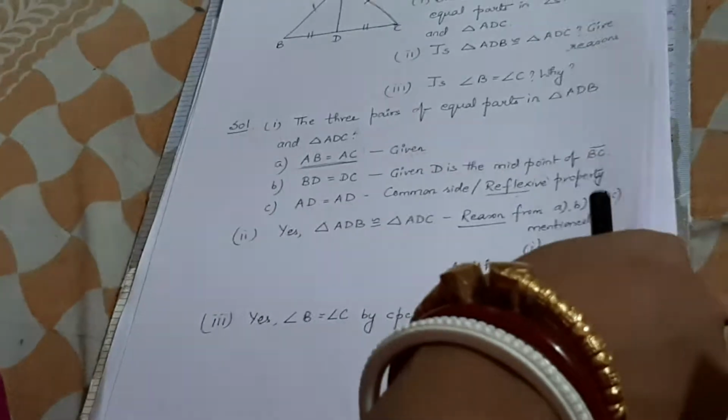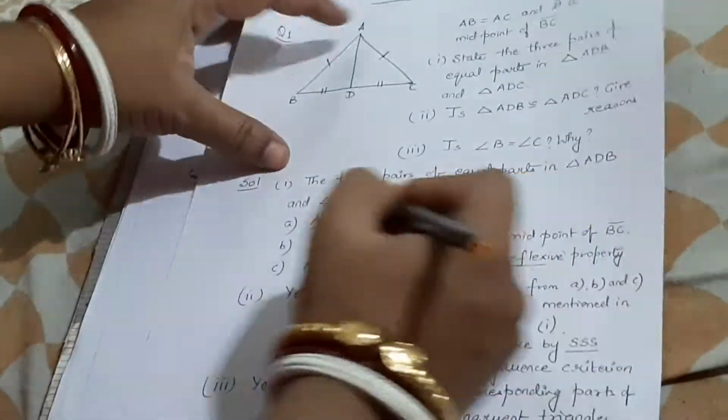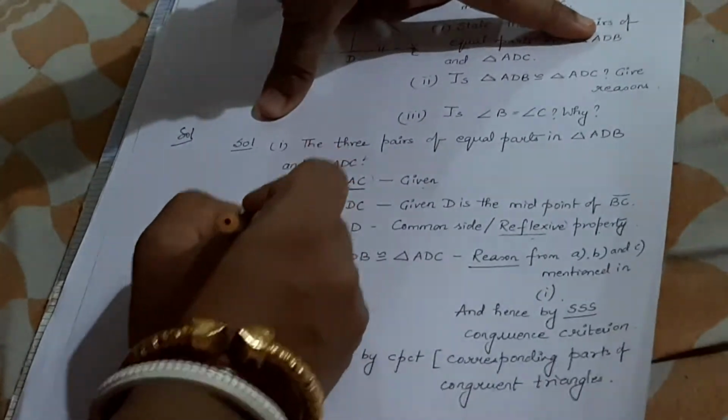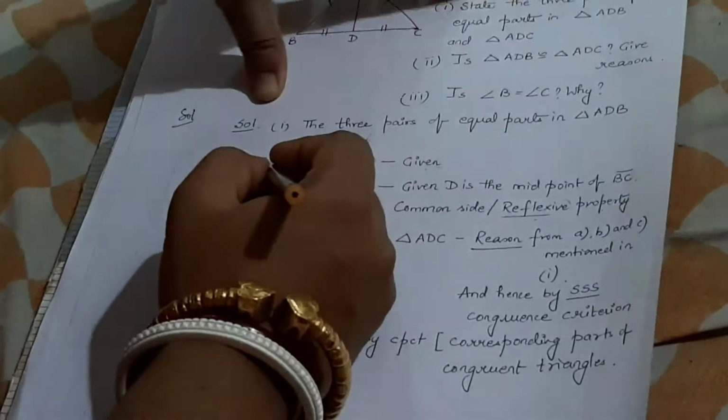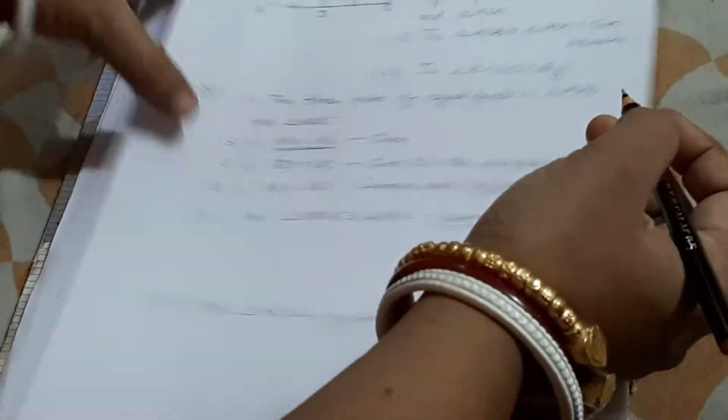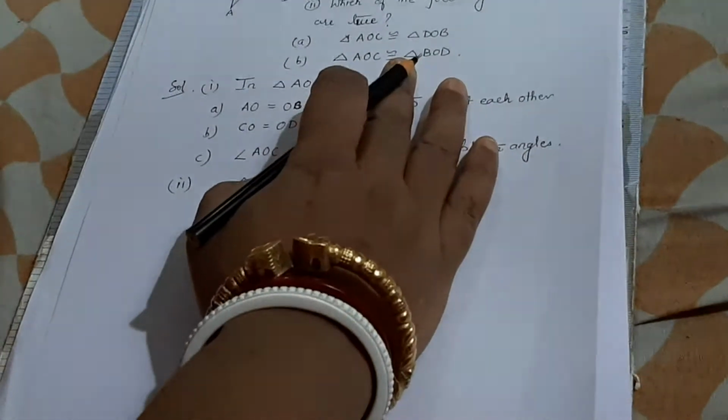Now let me take the next example. Okay, I can write this is S, this is also S, and this is also S. So that is why SSS, side side side congruence condition. Now let me take the next example.